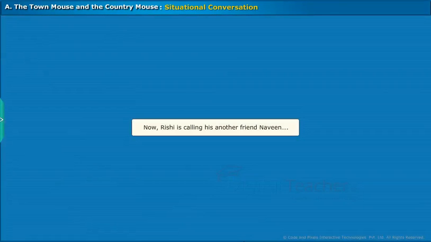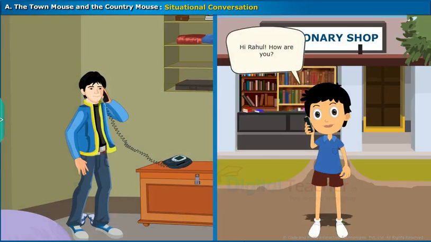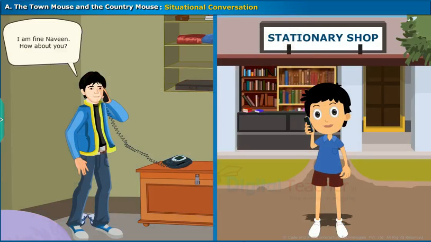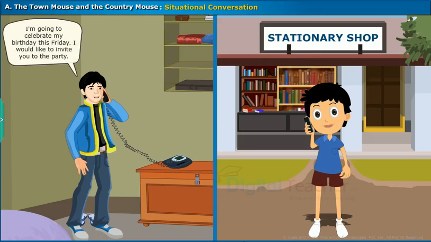Now, Rahul is calling his another friend, Naveen. Hi, Naveen. This is Rahul. Hi, Rahul. How are you? I'm fine, Naveen. How about you? I'm doing good. I'm going to celebrate my birthday this Friday. I would like to invite you to the party.